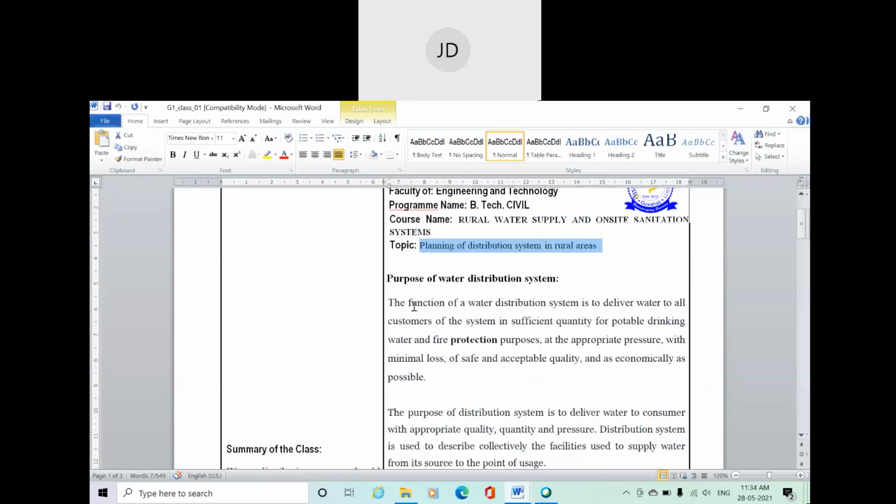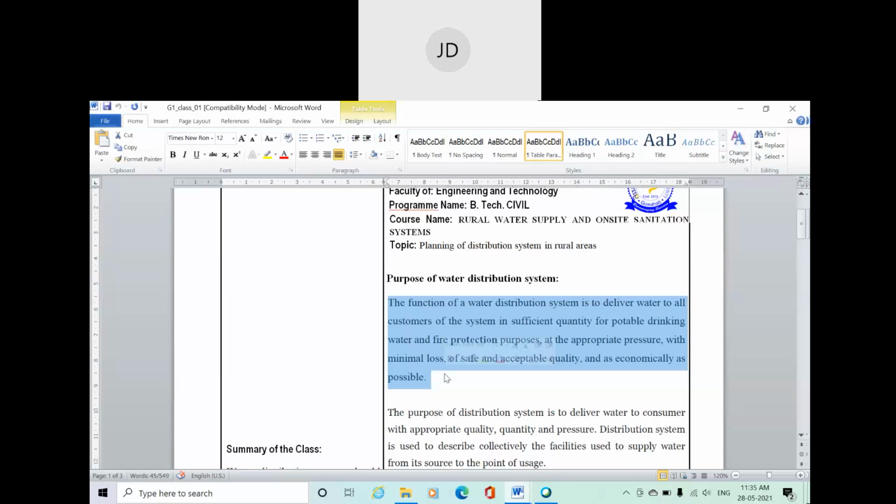So basically, the function of a water distribution system is to deliver water to all customers of the system in efficient quantity for potable drinking water and fire protection purposes, at the appropriate pressure with minimal loss, of safe and acceptable quality, and as economically as possible. So all these factors are covered roughly. The basic purpose of a water distribution system is to supply a particular amount of water to the needy people, that means their customers actually.